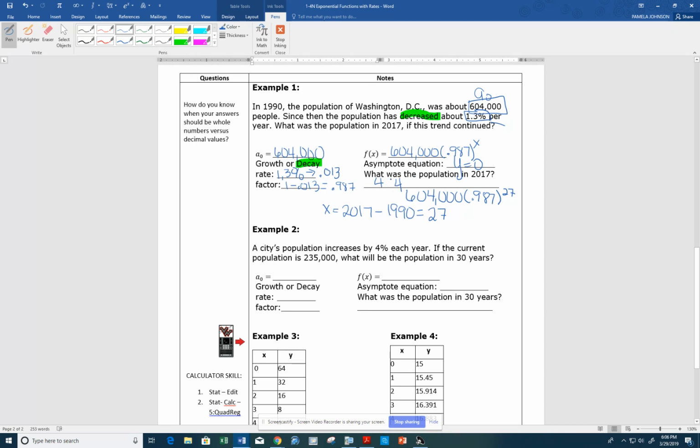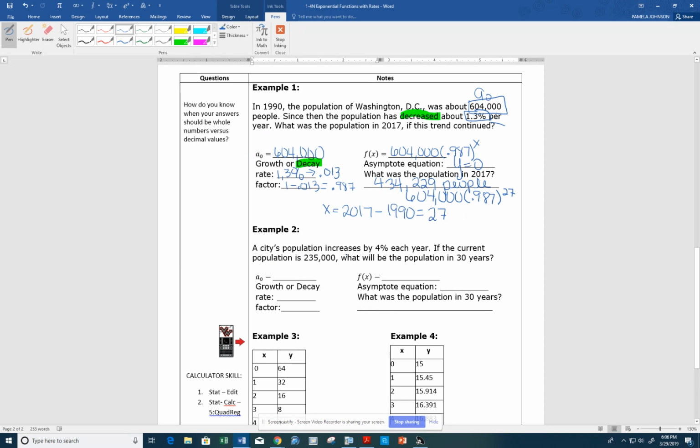Okay, so when we go back to our notes, 424,229. Oh, my 4 disappeared. 424,229 people. Remember, we need to write our units in there. Okay. All right, let's look at example 2.